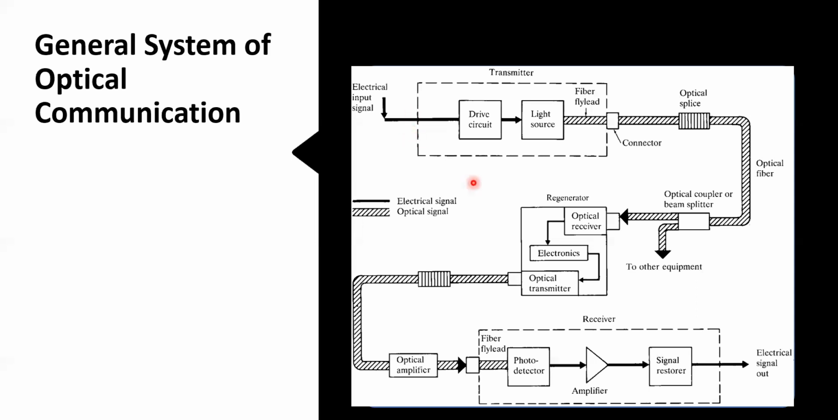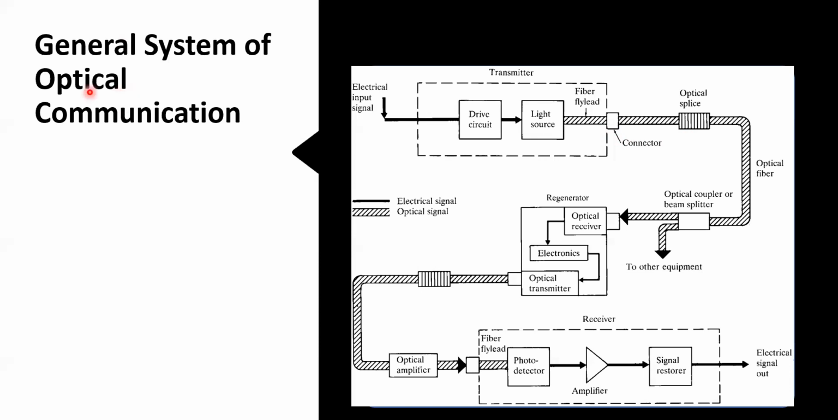There is a transmitter here. Then there should be a receiver, and in between there should be components which are responsible for carrying a signal from transmitter to receiver. Those components can be a waveguide, a fiber, or any other media through which the signal propagates.